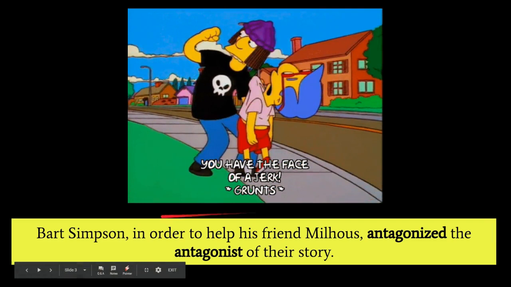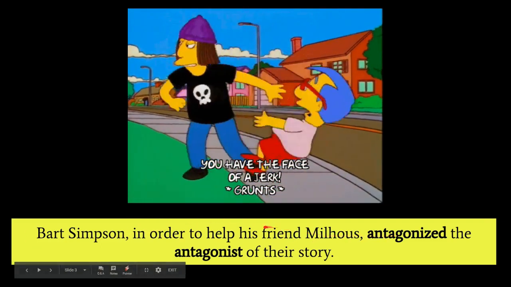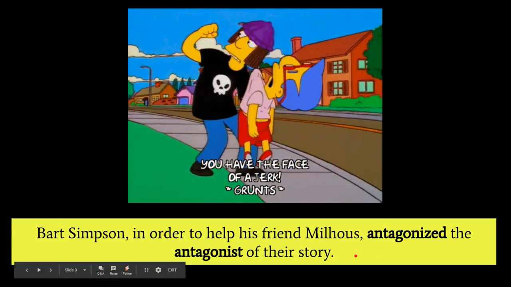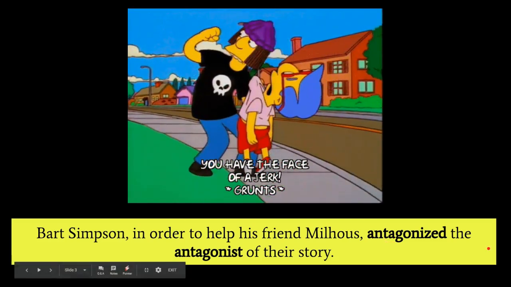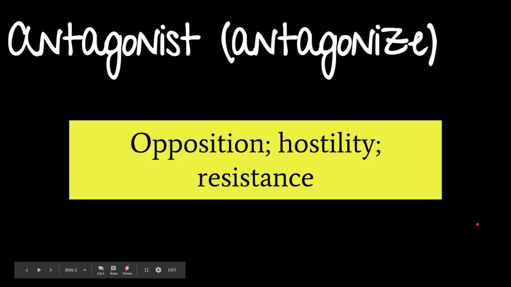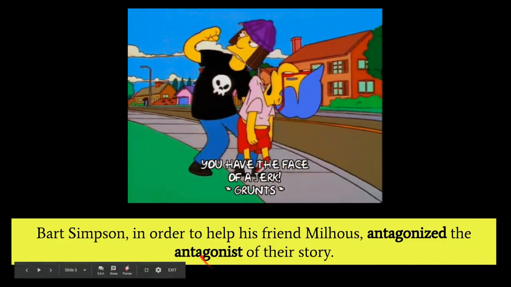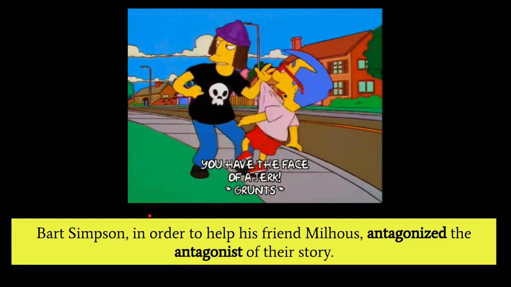So, an example of this is Bart Simpson, in order to help his friend Milhouse, antagonize the antagonist of their story. So it uses both of them. So it's very similar to the literary term, if not the same. To antagonize is to show opposition and hostility and resistance to the antagonist, which is essentially the one who's showing resistance to them. So in the two sides, you antagonize your antagonizer. Alright, so on to the next one.